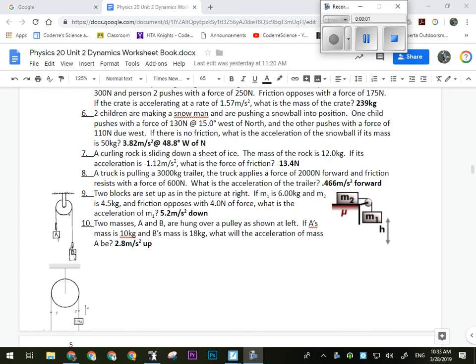I want you guys working on questions 9 and 10 right now. They're both pulley questions, system questions. Number 9 has to do with this diagram on the right, and number 10 has to do with this pulley diagram here on the left. One is a vertical pulley, and the other is a pulley system with one mass sitting on a table. So I want you working on those two questions for right now, and then we'll walk through them in a few minutes.